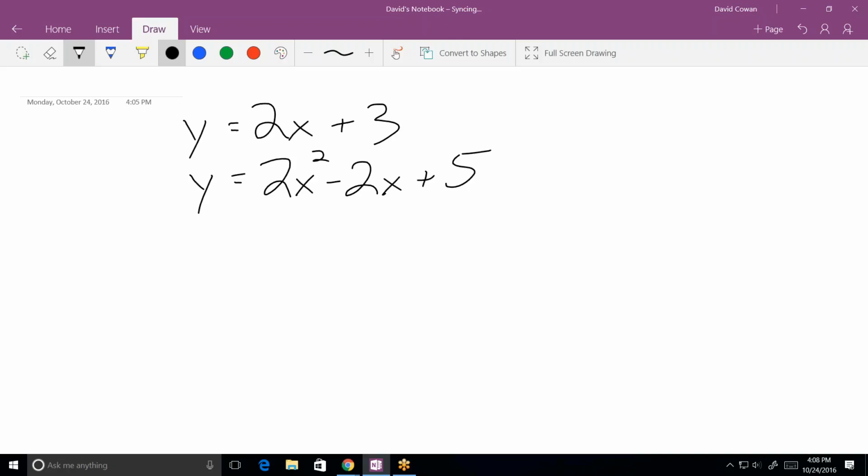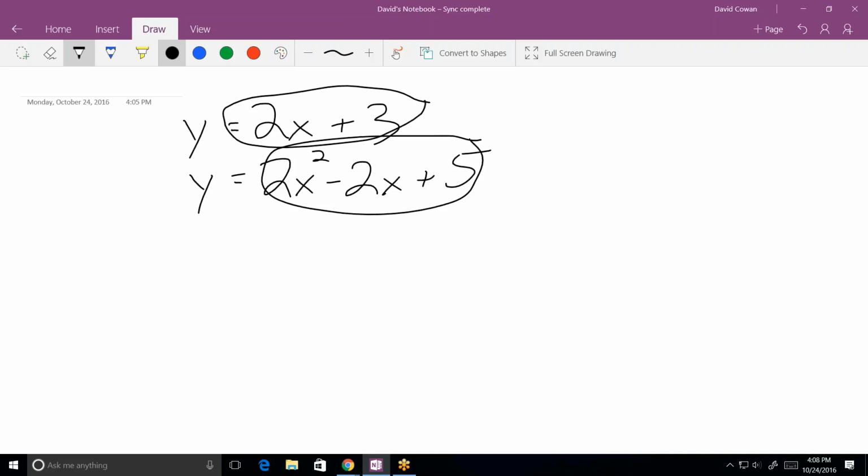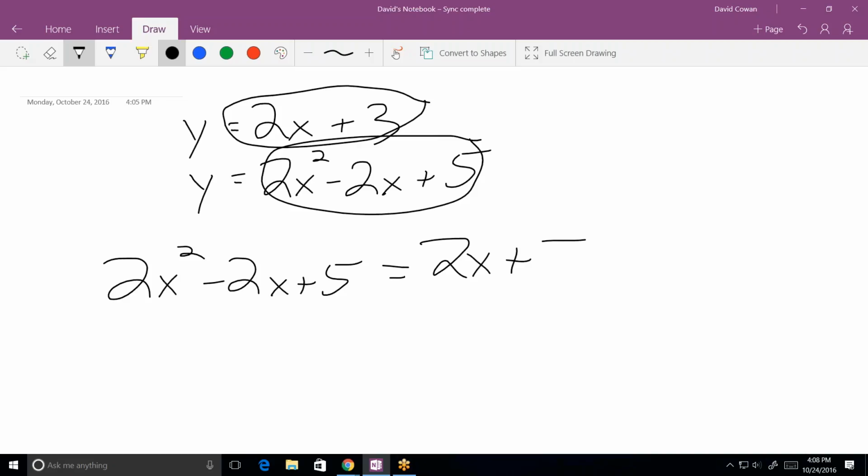Now, one thing that's not always readily apparent here is how to go about solving this, because both equations are in terms of y. Well, y is the same as y, so you always set that equal to that. So you've got 2x squared minus 2x plus 5 equals 2x plus 3. Solve that.